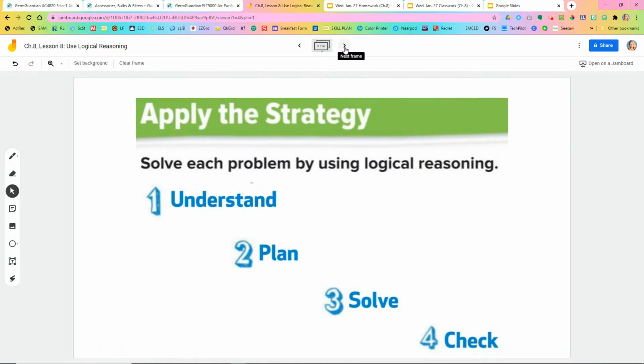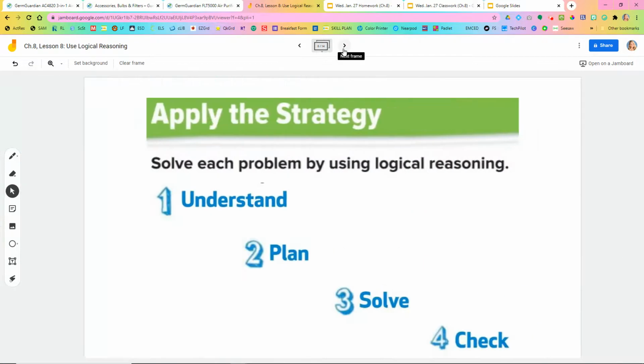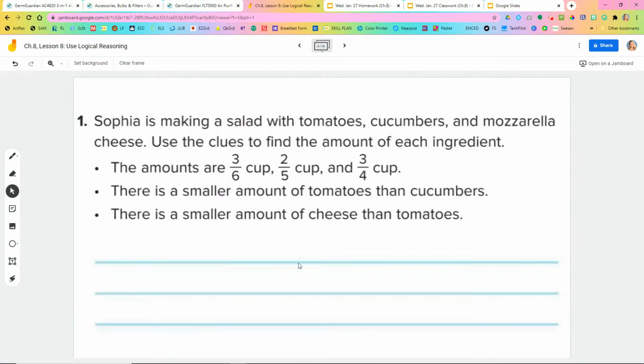So for today's classwork, you're going to apply the strategy yourself. You're going to solve each problem by using that logical reasoning. You're going to understand, you're going to plan, you're going to have to solve and then check. Now, you don't have to write out step by step all of these separate things that we've done, but you are going to need scratch paper because you're going to have to put these fractions in order. You're going to have to put these ingredients in order. And then down here, I'm going to make it on the virtual assignment.